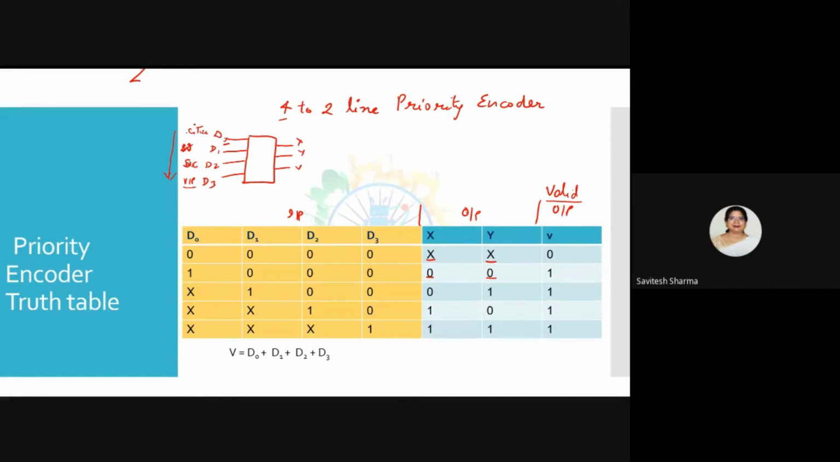So you see, if citizen is available, I am saying D0 is high. This is showing that a normal citizen is in the queue. So I will generate the code 0 0. The rest are not present, so I will give preference to the citizen only.